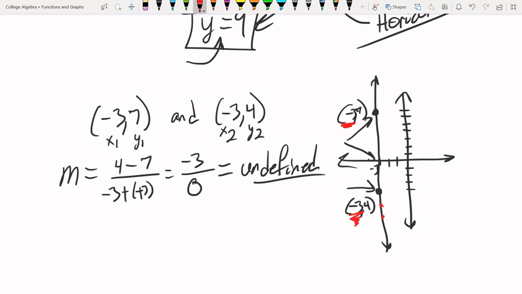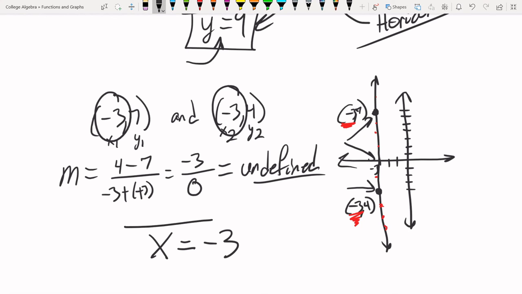Every point on this line all has -3 for x and then some other value for y. Which means we write this out as saying x equals whatever the x value is. In this case, it's -3. You can see that by just looking at the coordinates that are given to you. So that's how you write the equation of this line, x equals -3.